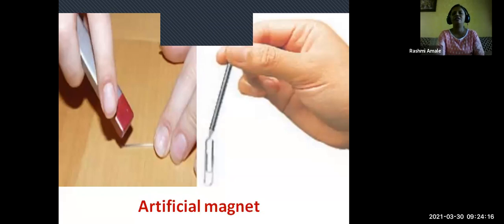That means the nail is behaving like a magnet. So this is a magnetic material we have converted to a magnet. So this is an artificial magnet. So again, this is also a temporary magnetism. This is just a temporary magnet. But remember, we can convert a magnetic material into a magnet.